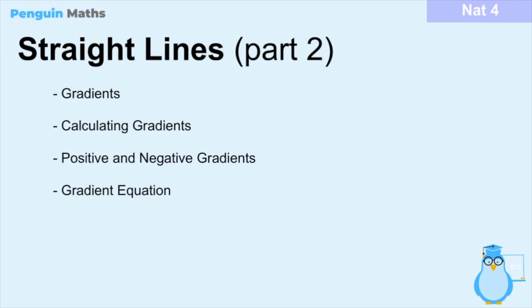In this National 4 Maths lesson, we will be continuing looking at straight lines and in particular in this lesson, gradients. We will expand from what we learned the last time on gradients, saying that it is equal to the vertical distance divided by the horizontal distance between 2 points. And we will also go into more detail on how we can calculate the gradient of a straight line. We will also address what is a positive gradient and what is a negative gradient. And then finally we will look at what is known as the gradient equation so that we can calculate the gradient of any straight line with ease. So let's get started.